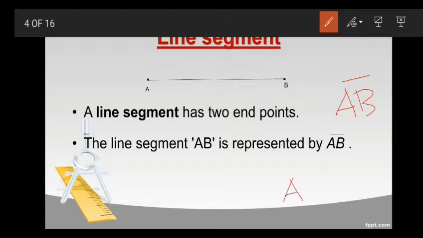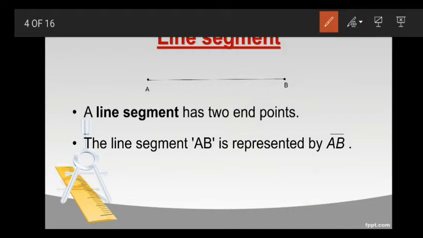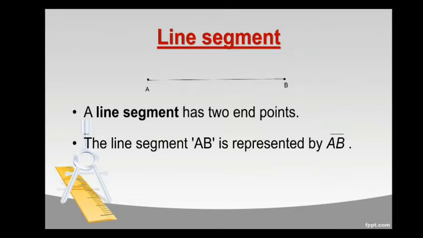And for a line we have to denote the direction also. As the line will extend in both directions, we have to use this symbol for denoting the line. And for a line segment we have to use this symbol. So a line will not have any endpoints, and it will be extending towards both directions without any end. But a line segment has two endpoints, and the line segment AB is represented by AB with a dash upon it. Fine, this is about line segment.